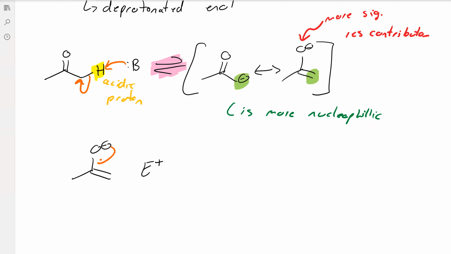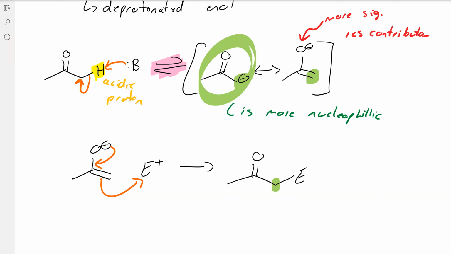It's going to reform its carbonyl, and then this pi bond is going to break and attack some sort of electrophile. And again, the carbon that's nucleophilic is this alpha carbon, and so that's what's going to have the electrophile added onto it. If you really want to draw it with this resonance structure, you can. I'll be using this one though.